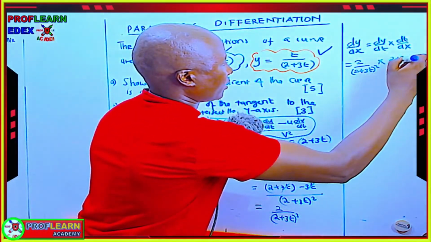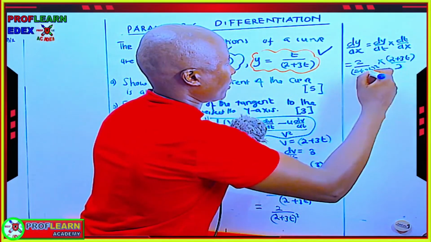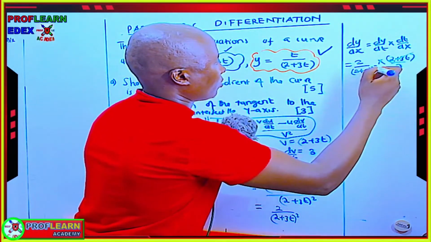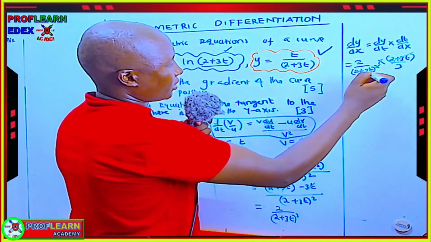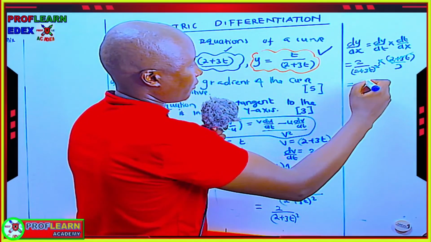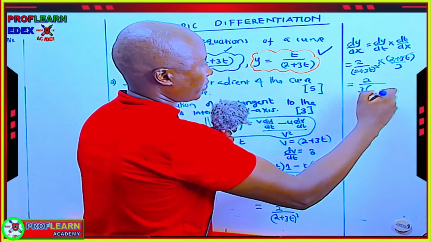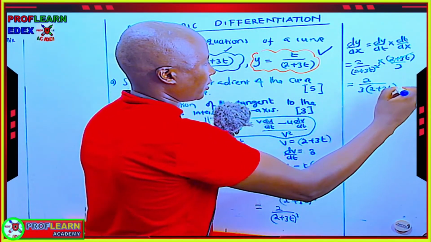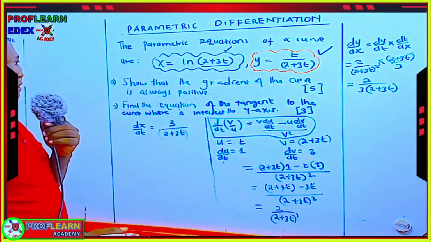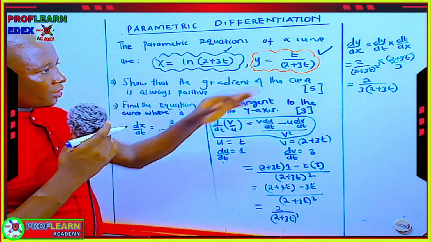We have 2 plus 3t over 3. This will cancel with 1 over this expression. So we end up having 2 over 3 into 2 plus 3t as the function there for dy/dx.